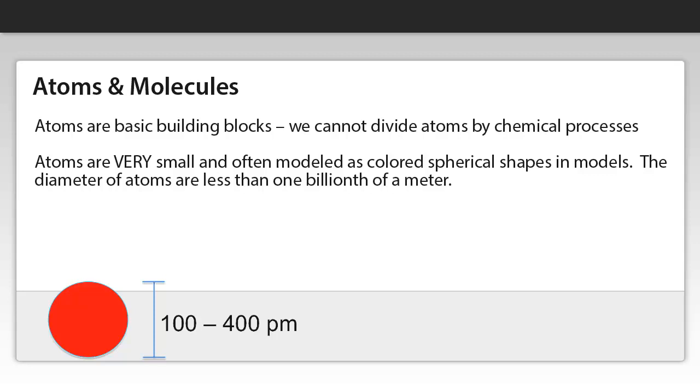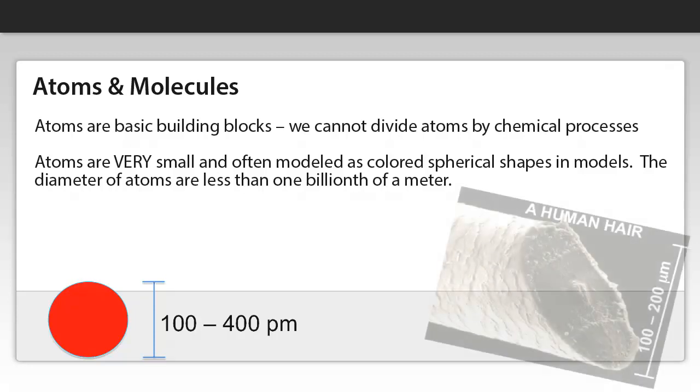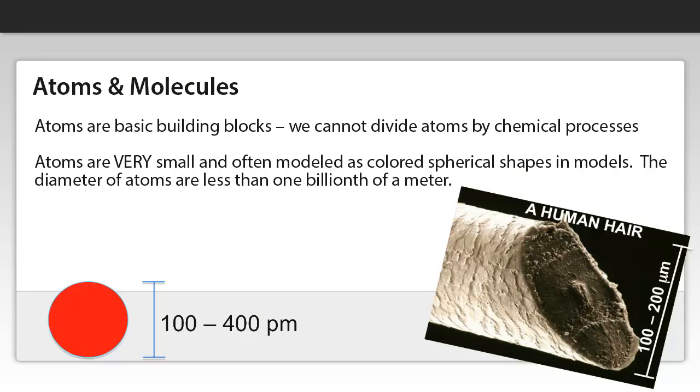Atoms are very, very small. They have typical diameters anywhere from about 70 to 400 picometers. This is way too small to see with the naked eye, or even optical microscopes. To put this into perspective, the average width of a single human hair is between 100 and 200 micrometers. Atoms are about 1,000,000 times smaller than the width of a human hair.